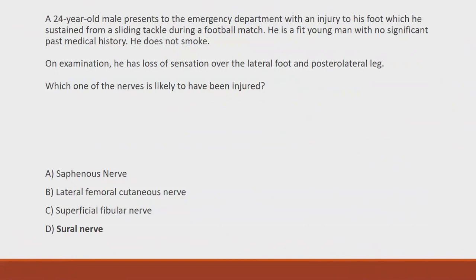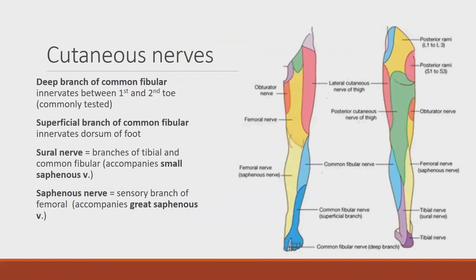And then superficial fibular. I guess that might be right, but it's also not completely correct. Because when you look at a dermatomal picture, a cutaneous picture, you can see that it's mainly, it's not even on this. Yeah, you've got your sural nerve down here.